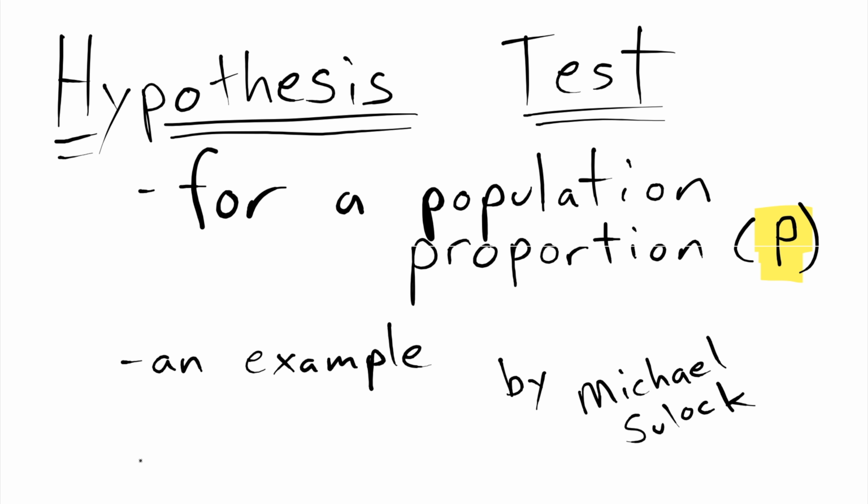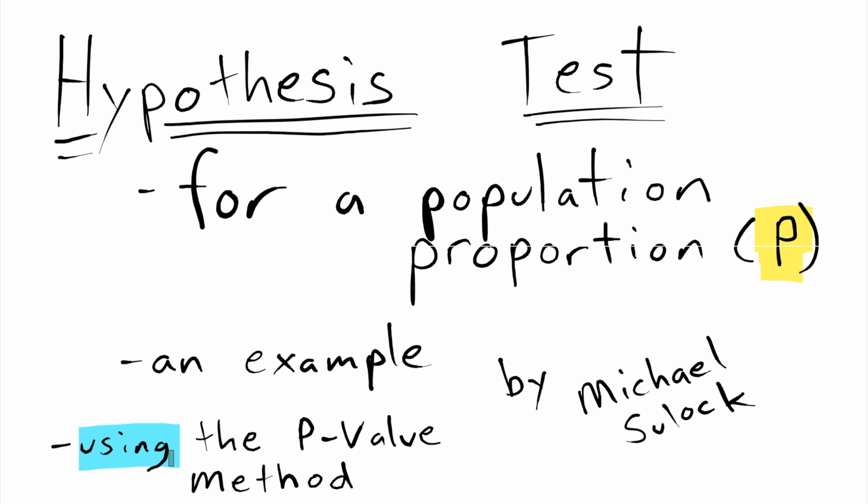Specifically, we are going to be using what's called the p-value method. There's another method called the critical value method. I personally prefer the p-value method. It is what you might see more often in scientific literature. For me, it just is simpler than the critical value method.